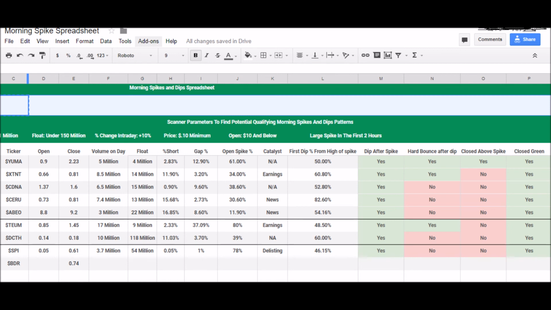Consistency leads to profit. If I could make $100 a day consistently, four days a week, that's way better than making $400 one day, then losing $300 the next day, then making $200 the next day. It's not consistent, and I don't want to trade stocks inconsistently. So that's why I created this spreadsheet.